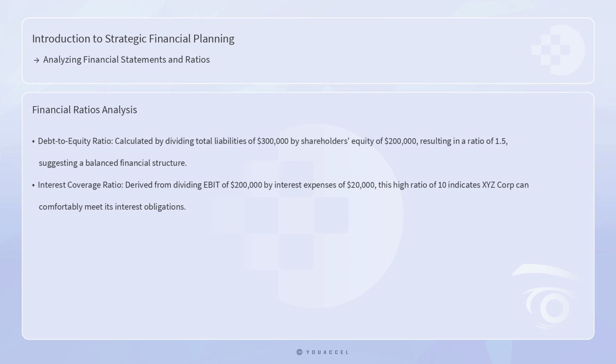In terms of leverage, the debt-to-equity ratio is calculated by dividing total liabilities of $300,000 by shareholders' equity of $200,000, resulting in a debt-to-equity ratio of 1.5. This suggests a balanced financial structure with a moderate level of debt. The interest coverage ratio, derived from dividing EBIT of $200,000 by interest expenses of $20,000, is 10. This high ratio indicates that XYZ Corp can comfortably meet its interest obligations.